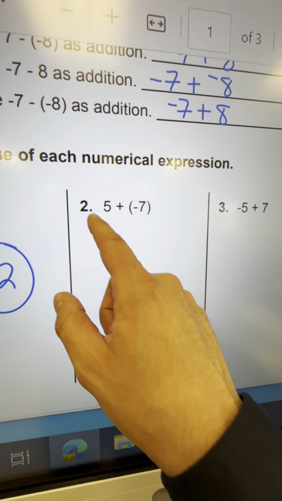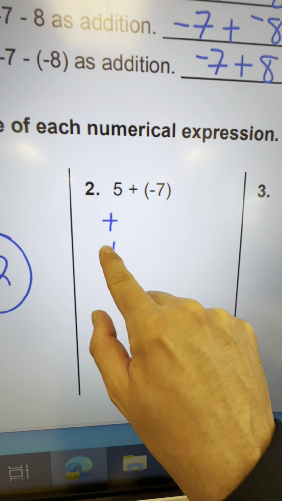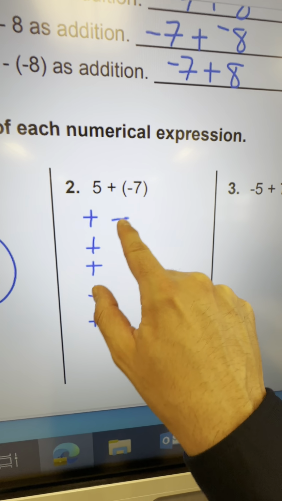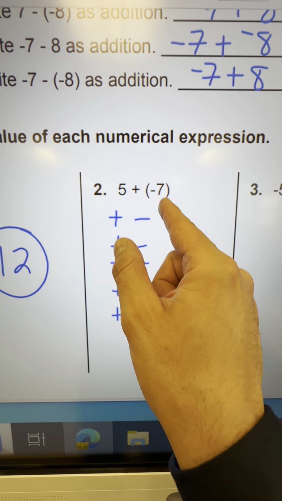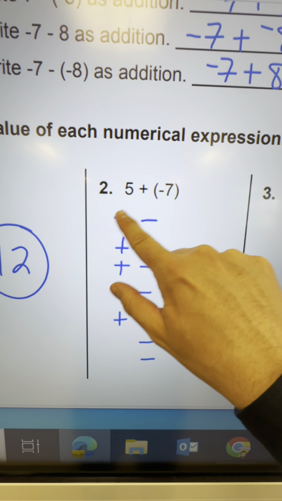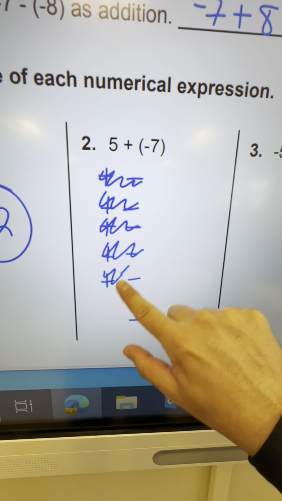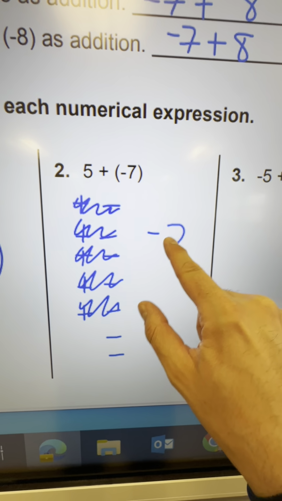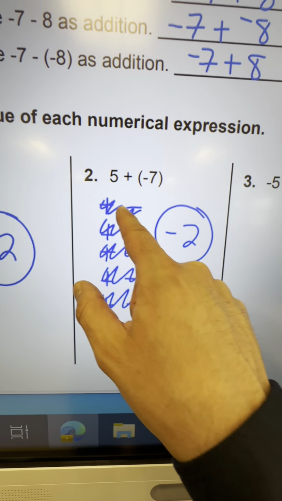All right, let's look at example number 2. So we have 5 positives plus 7 negatives. I have 5 positives, 1, 2, 3, 4, 5. I'm adding 7 negatives, 1, 2, 3, 4, 5, 6, 7. Now, when you add positives and negatives together, they form what we call a zero pair, meaning they cancel each other out. So these cancel, these cancel, these cancel, these cancel, these cancel, and you can see we're left over with 2 negatives. So 5 plus negative 7 is negative 2. Now, one thing to point out is when you do this method of zero pairs, make sure you do line it up.